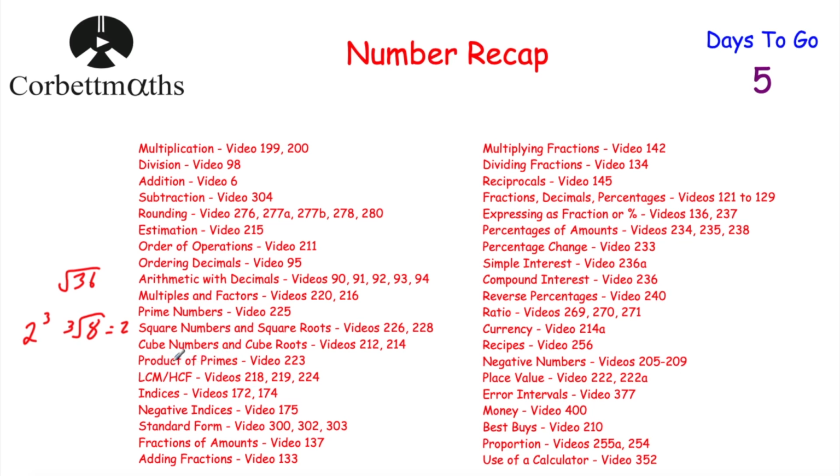The lowest common multiple and the highest common factor. If you're asked to find the lowest common multiple of two numbers, such as 4 and 5, you could write down their times tables and find that it's 20. Or you could use the product of primes, and if you do the circles, you'd multiply all the numbers in the circles to find the lowest common multiple.